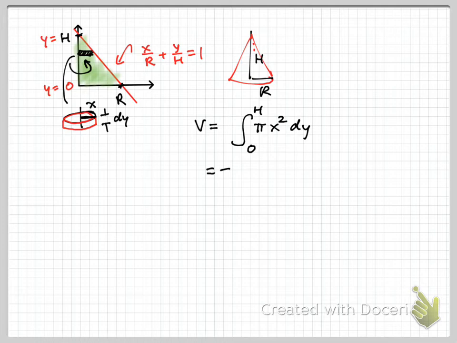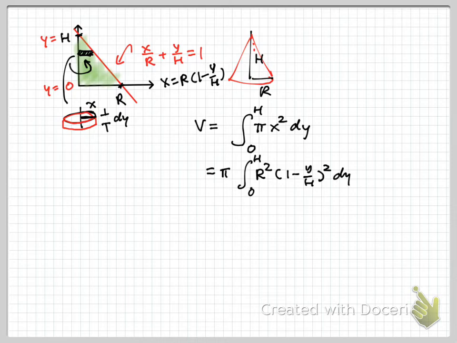Now let's see what x squared is. x squared is r squared times (1 minus y over h) squared. From here we can do the conversion. We can convert it into x equals r times (1 minus y over h). Am I right? It's a simple change of subject. Then you integrate from 0 to h.